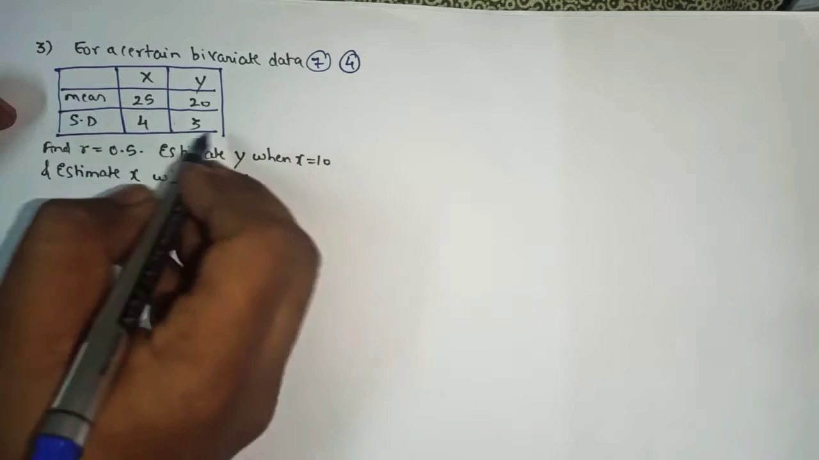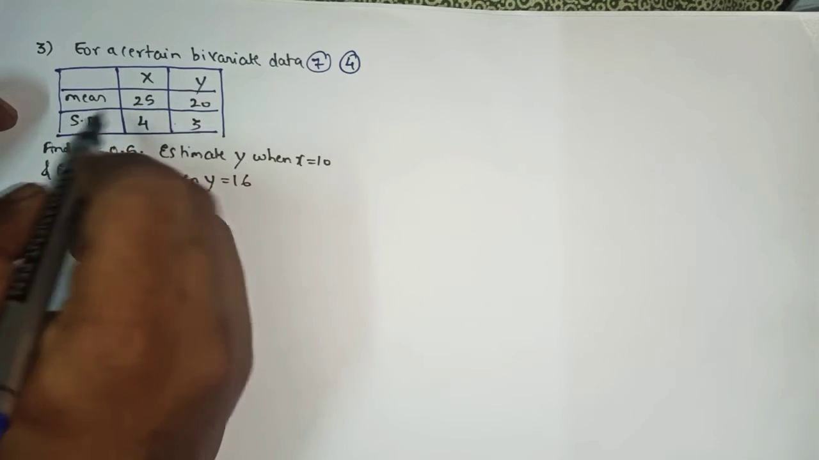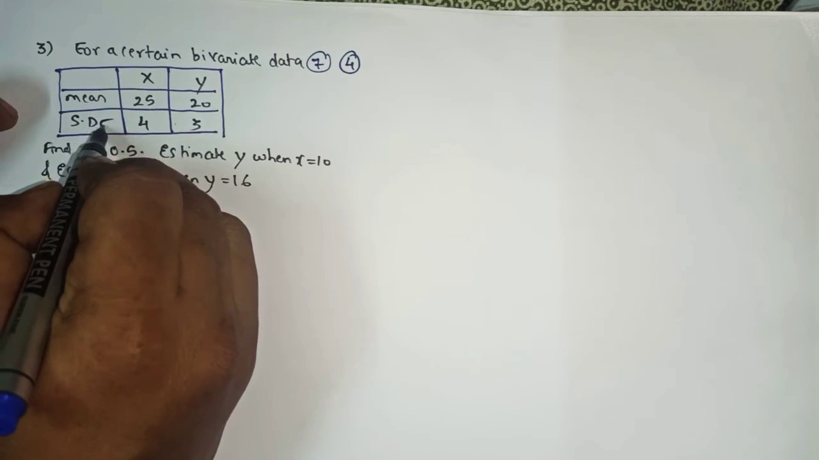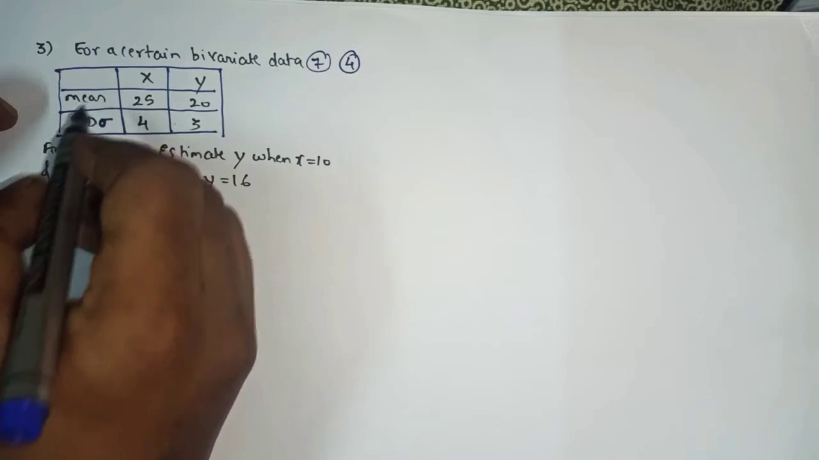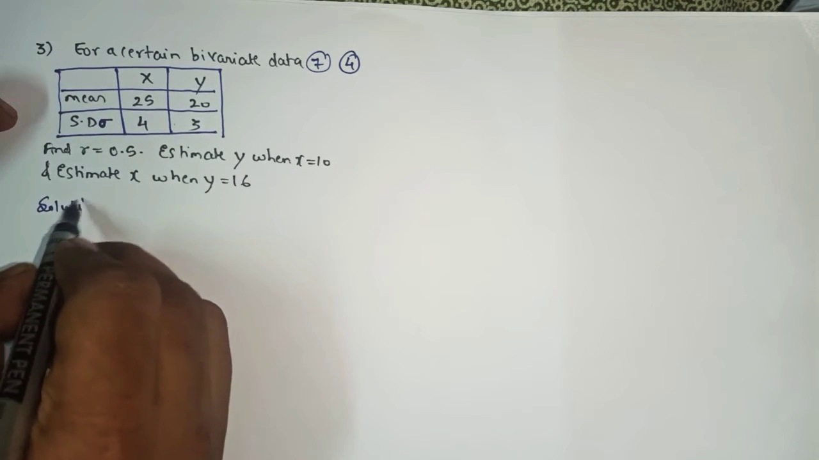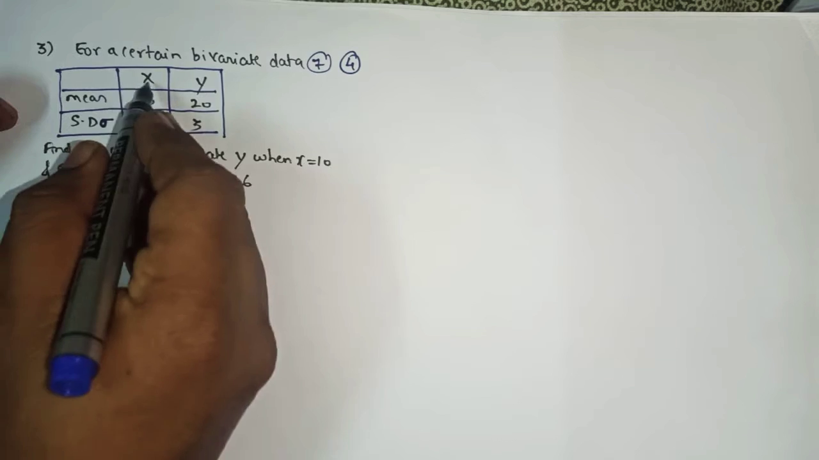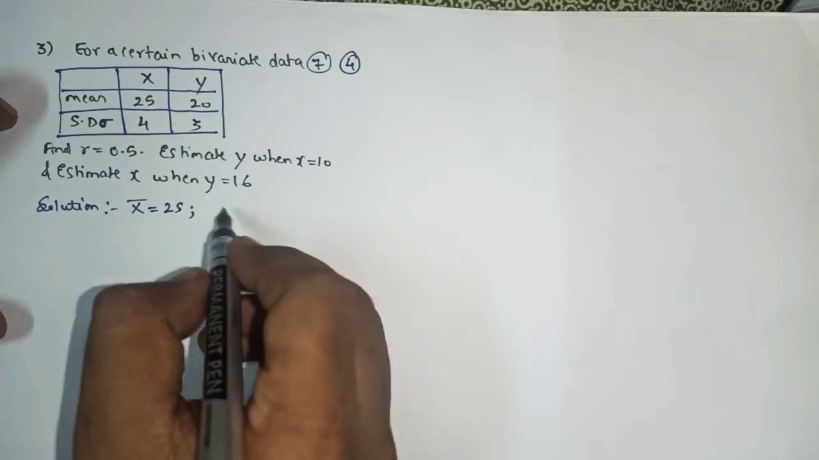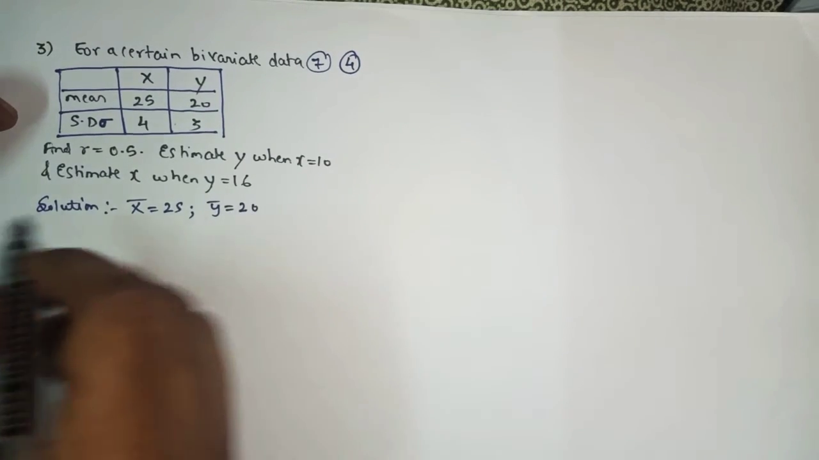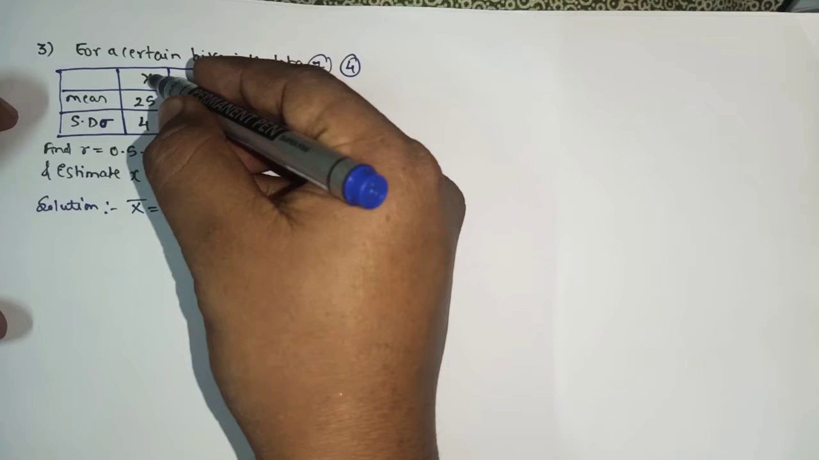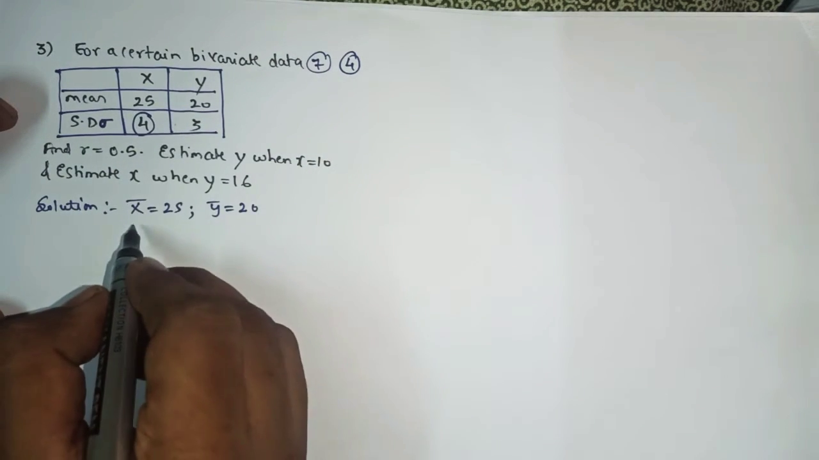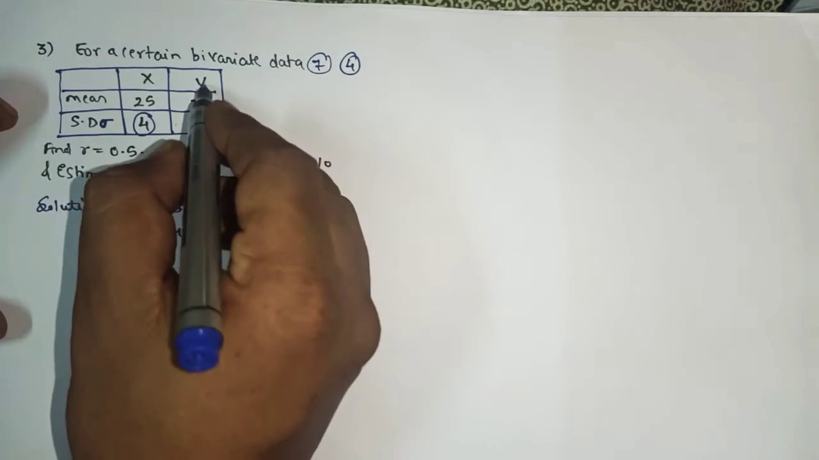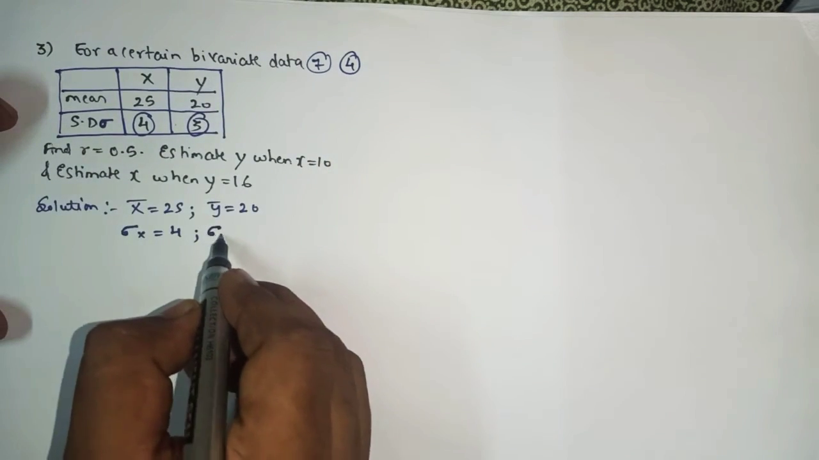Here we have a box in which x and y are given, mean and Sg, and we know that Sg means the symbol. So clearly from the table we can find our data. Mean means x bar, so x mean is 25. Y bar, that means y mean, is 20. Standard deviation of x is 4, so we will write it here. Standard deviation of y is 3.